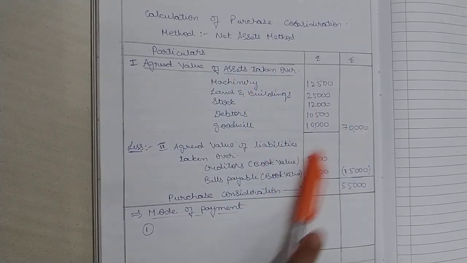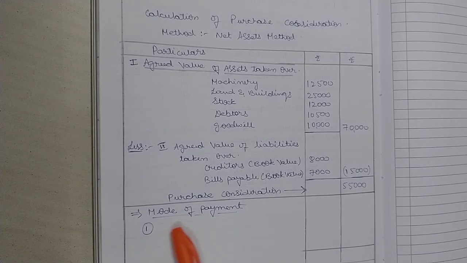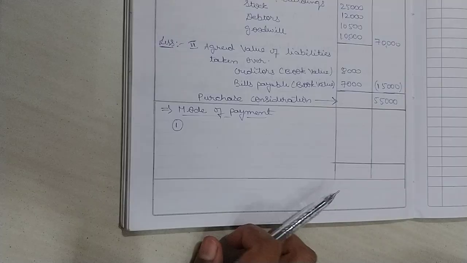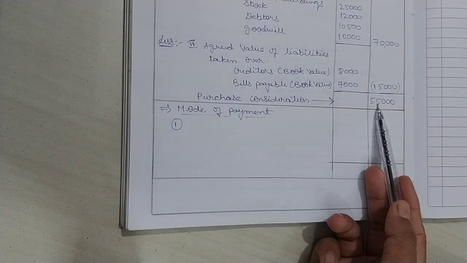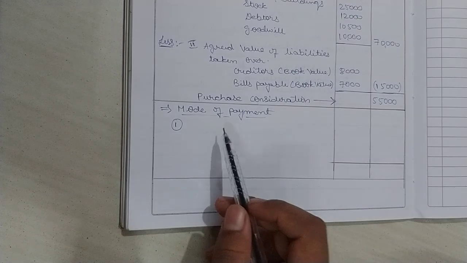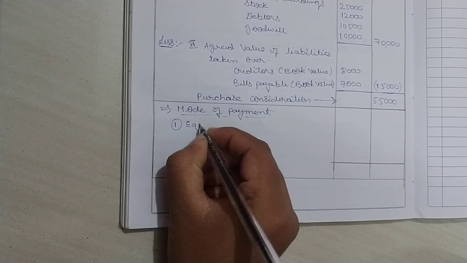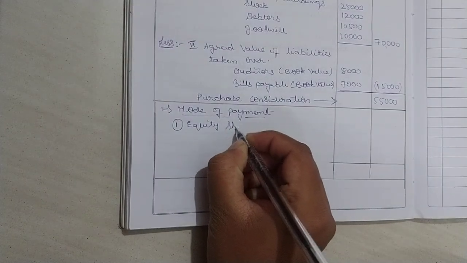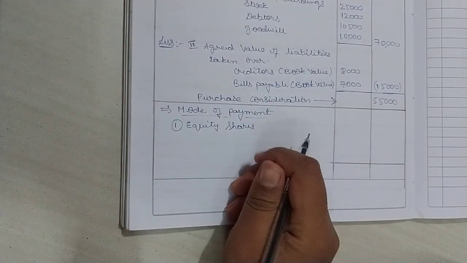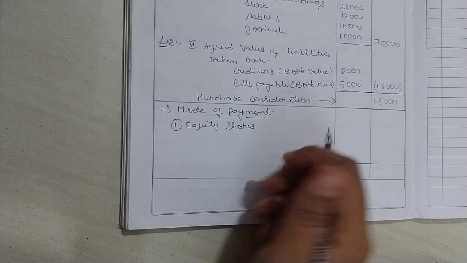So the first part of purchase consideration is done. Now what you have to do is show the mode of payment of this 55,000. How did they pay this 55,000? They have paid this 55,000 in a combination of two things. One is equity shares and the other one is cash. Yes. So first one, equity shares. How many equity shares did they give? 5,000 equity shares worth rupees 10 each.